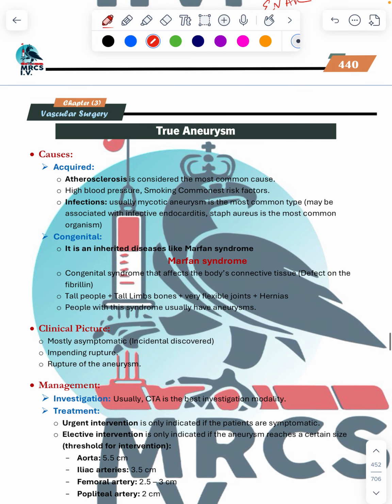True aneurysm: atherosclerosis is considered the most common cause. High blood pressure and smoking are the commonest risk factors. Infections, usually mycotic aneurysms, are the most common type associated with infective endocarditis. Staph aureus is the most common organism. These are acquired: smoking, high blood pressure, and infections, mycotic aneurysms of the heart walls. So these are the acquired causes.